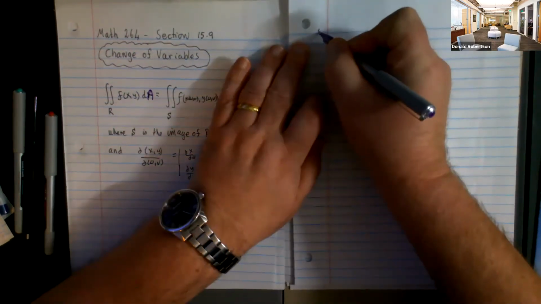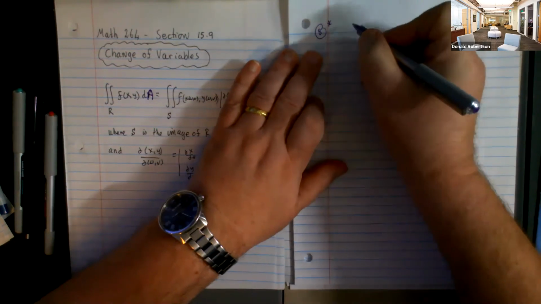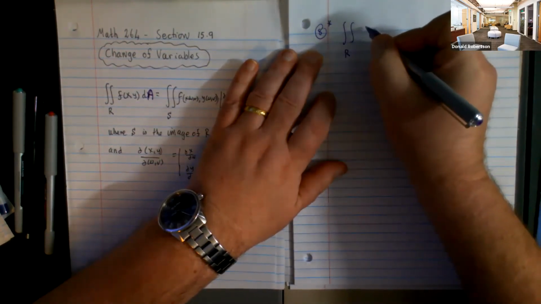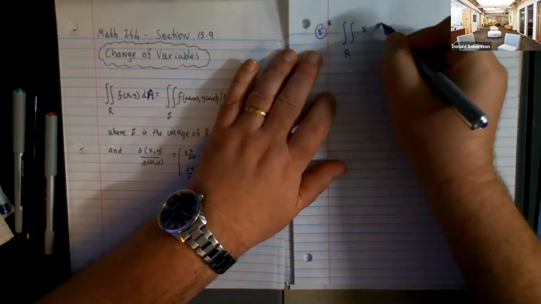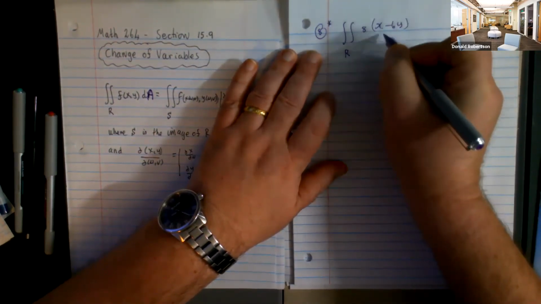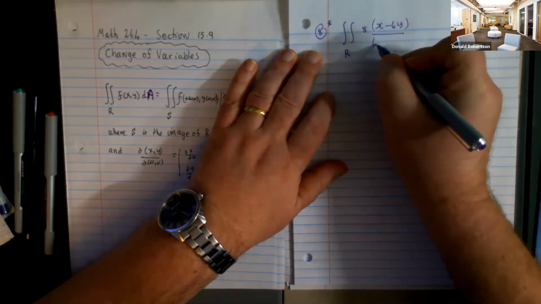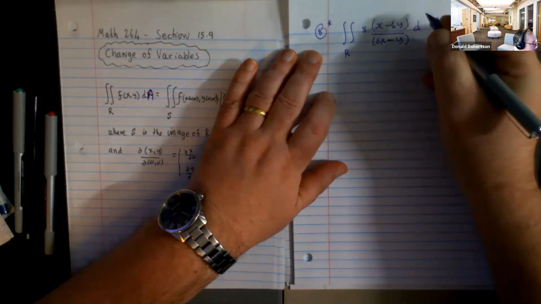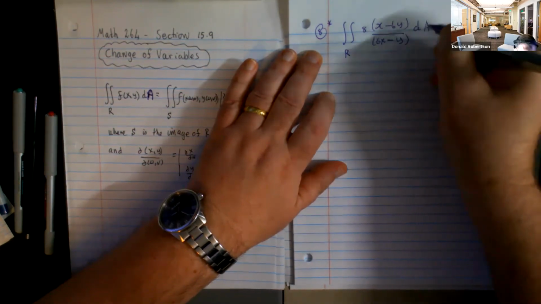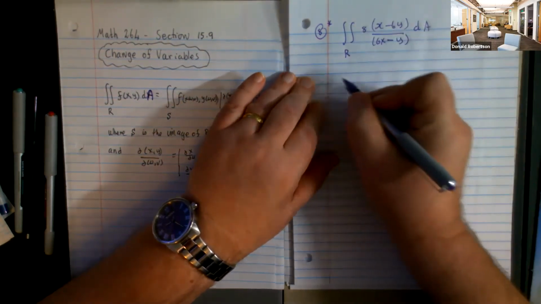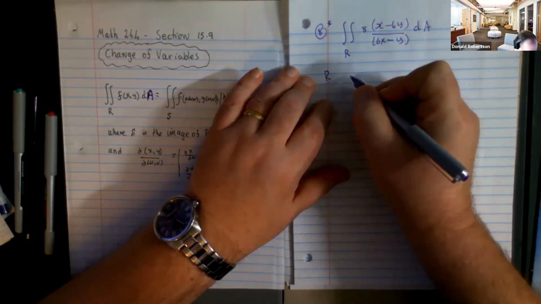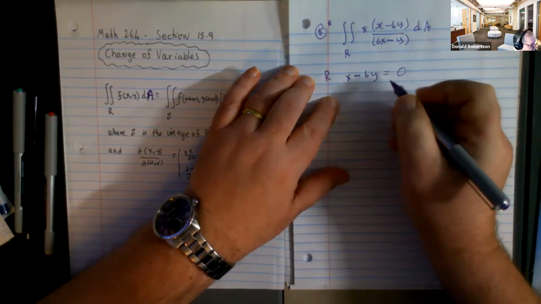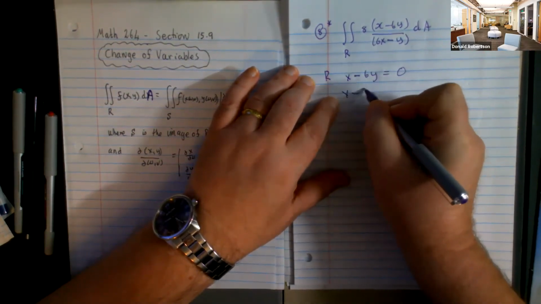This is a version of question 8. We have this fella, 8 lots of x take away 6y over 6x take away y. Essentially dA will be dx dy. And what do we know about R? R is the region that you get when you bound the shape by these lines.